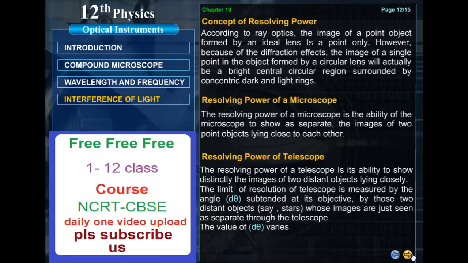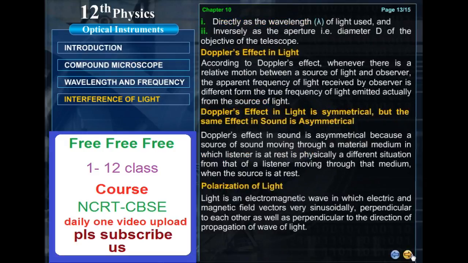Resolving power of telescope. The resolving power of a telescope is its ability to show distinctly the images of two distant objects lying closely. The limit of resolution of a telescope is measured by the angle d theta subtended at its objective by those two distant objects, say stars, whose images are just seen as separate through the telescope. The value of d theta varies directly as the wavelength lambda of light used, and inversely as the aperture, that is diameter d, of the objective of the telescope.